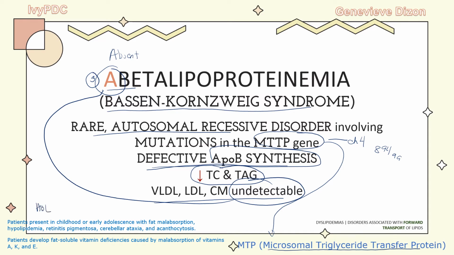It also presents in early adolescence or childhood with fat malabsorption and hypolipidemia because of the decreased total cholesterol and triglyceride levels. Other signs and symptoms would be retinitis pigmentosa, cerebellar ataxia, and acanthocytosis, also found in HBL. Because of fat malabsorption, fat-soluble vitamins are also affected, like vitamins A, K, and E, leading to their deficiencies.